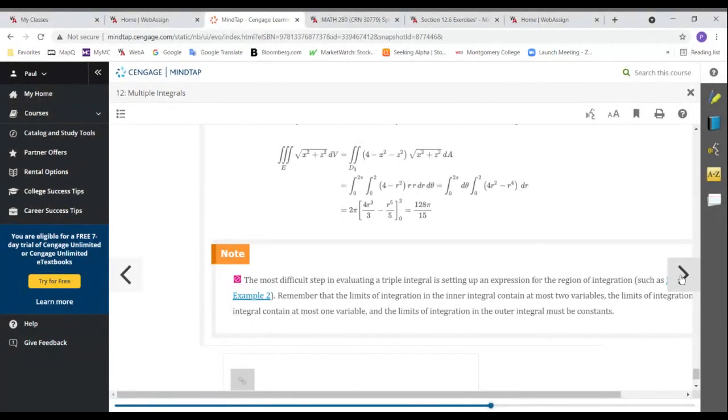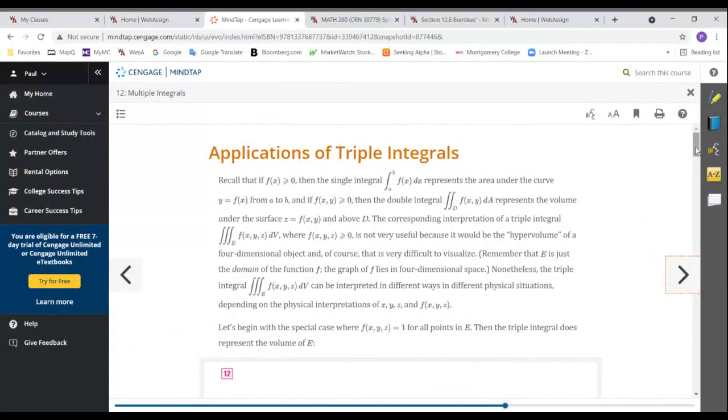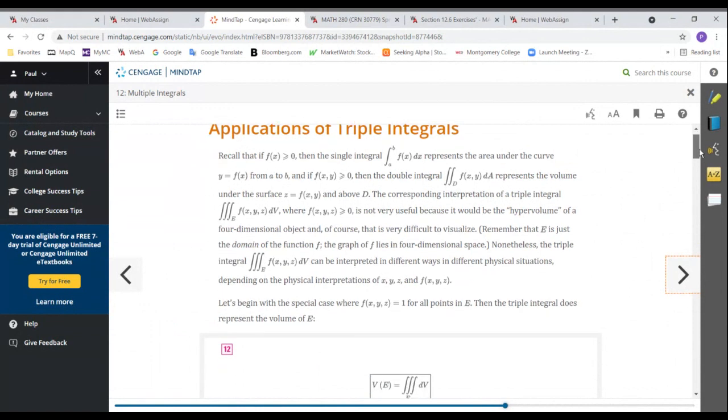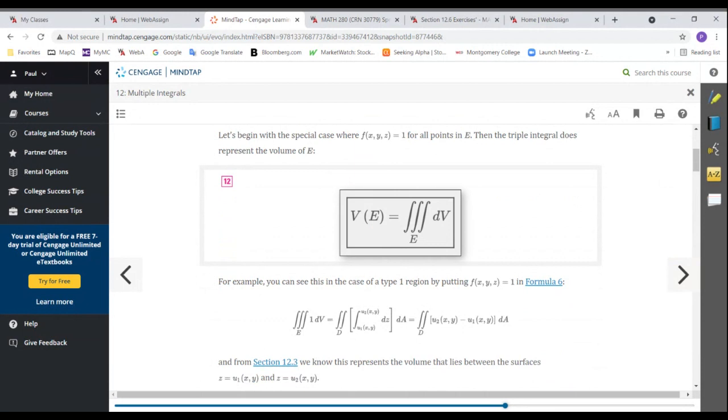All right, in section 12.7, we should look at applications of triple integrals. Here's an application that one of you was referring to, actually, finding the volume. If you want to find the volume of a solid E, just take the triple integral over that solid E, and the integrand is going to be 1 dV.